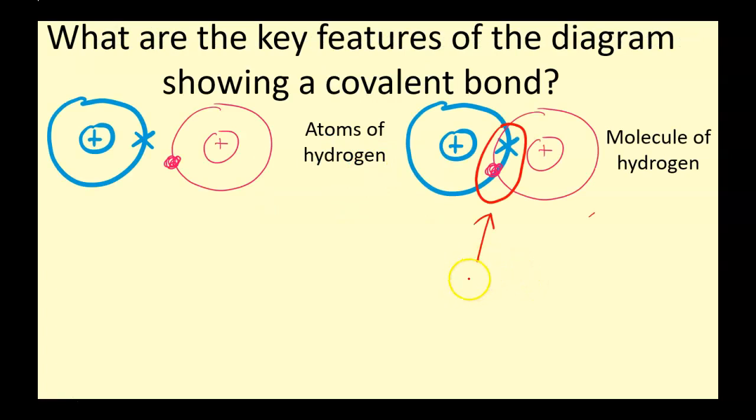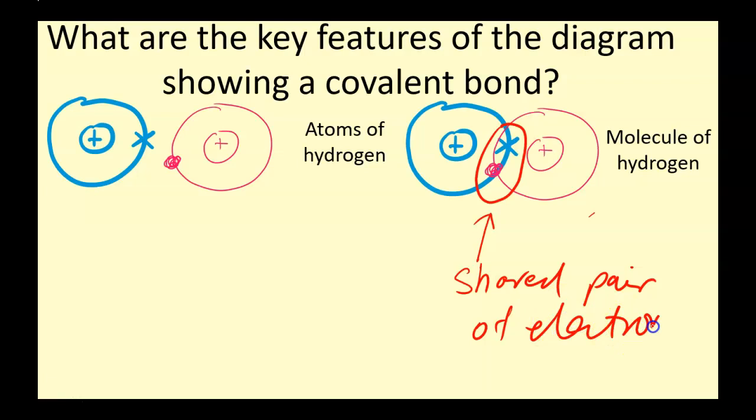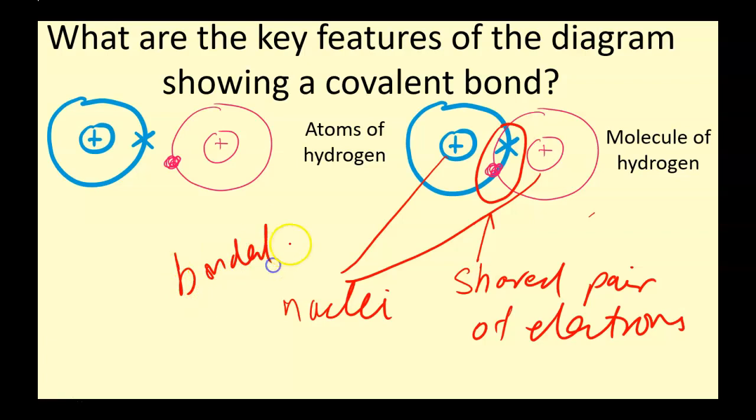Now, what are the key points of this diagram? If we look at this diagram, we can see we have a shared pair of electrons. Now, what is the shared pair of electrons attracted to? They're negatively charged, so they are attracted to something positive. And here, if we label these two things, these are the nuclei. And what's the relationship between the nuclei and the shared pair of electrons? These are the nuclei of the bonded atoms. So the attraction is between the bonded atoms' nuclei and the shared pair of electrons.